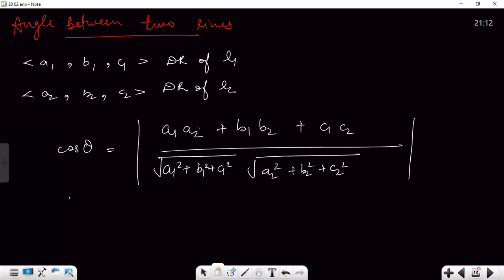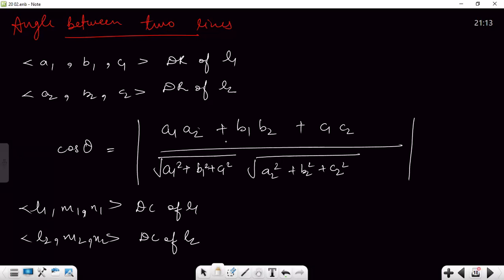For the direction cosines, let's say L1, M1, N1 are the direction cosines of line 1 and L2, M2, N2 are the direction cosines of line 2. We can apply the same formula. As we know, L square plus M square plus N square is 1, so that's irrelevant to write. So cos theta is simply L1L2 plus M1M2 plus N1N2.